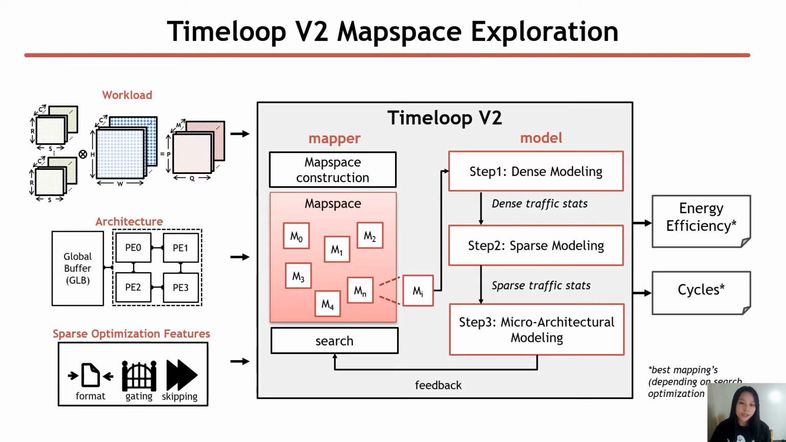So in this way, with the map space exploration feature turned on, you don't need to actually send the mapping to the tool anymore, because it will do the automatic search for you. This is what we call the Timeloop Mapper tool. You can enable Timeloop Mapper, then you only need to send in your workload, your architecture, and your sparse optimization features. And Timeloop Mapper will find the best mapping for your setup.